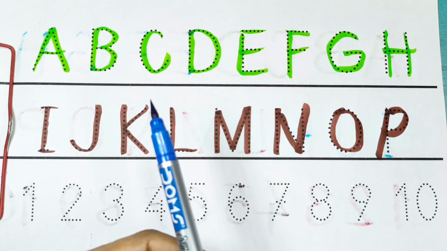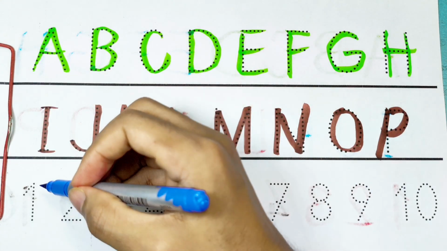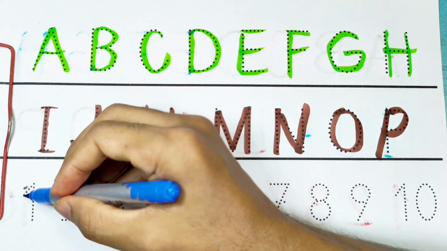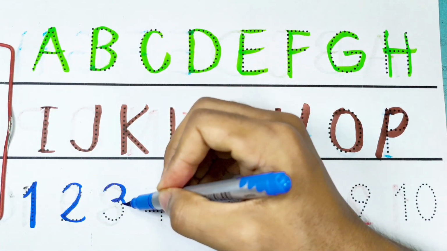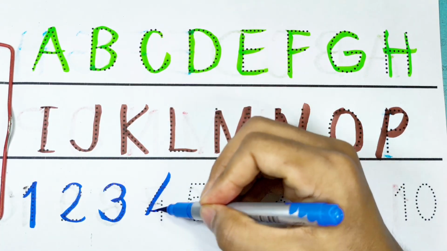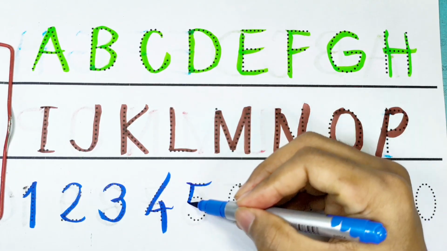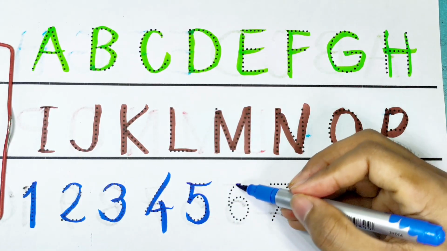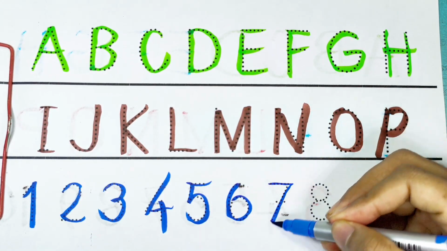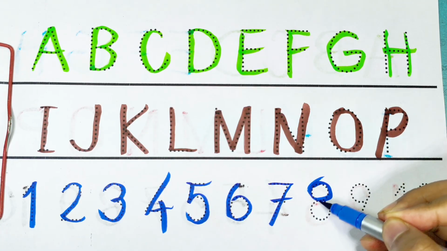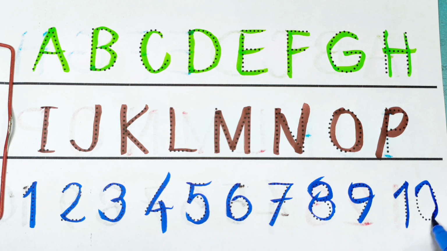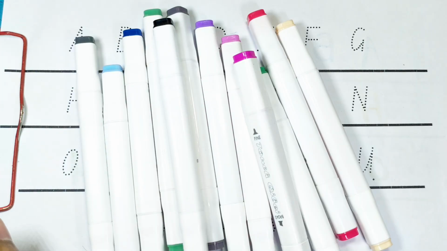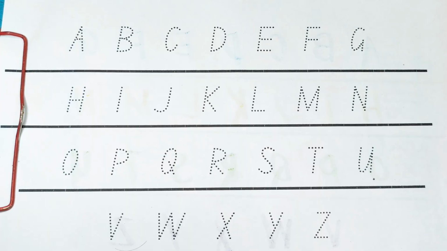And now we're using the color of blue, writing now numbers. 1, 2, 3, 4. Kids, the next one is 5. The next one is 6. S-I-X, 6. 7, 8. The next one is 9. 10. T-E-N, writing capital letter alphabets A to Z.